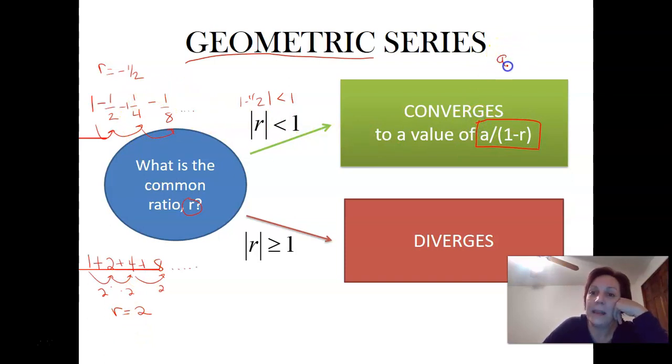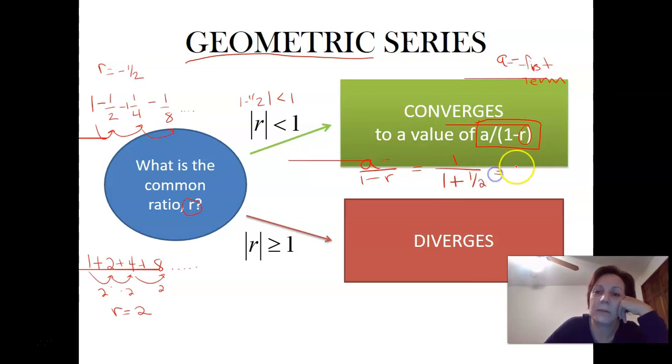A is your first term. R is your common ratio. So over here in this series, if I want to do A over 1 minus R, my first term is 1. My R value is -1/2. So 1 over 1 plus 1/2, since the R is -1/2. So I get 1 over 3/2, or 2/3.